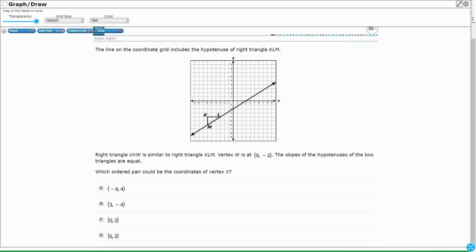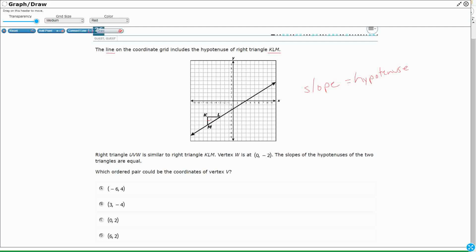All right, so we have a right triangle here, KLM, and the line on this coordinate grid includes the hypotenuse. Okay, so this is a right triangle, which means the slope of this triangle, or the slope of this line, equals the hypotenuse. So that's helpful.